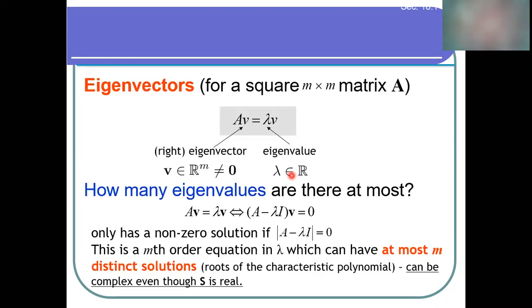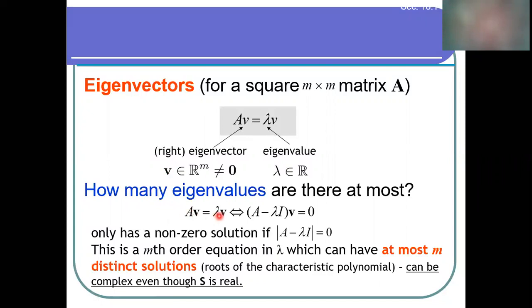So the eigenvalue problem, that is AV is equal to lambda times V, where A is an M by M, or we can say a square matrix, and V belongs to R^M and is non-zero, and lambda is a real number. In that case, lambda is the eigenvalue and this vector V is the eigenvector. So how many eigenvalues are there at most?